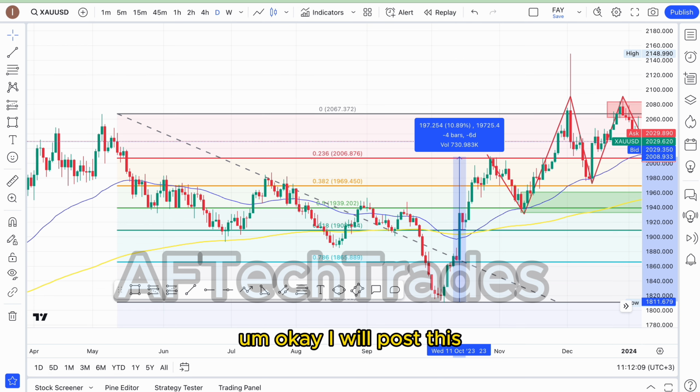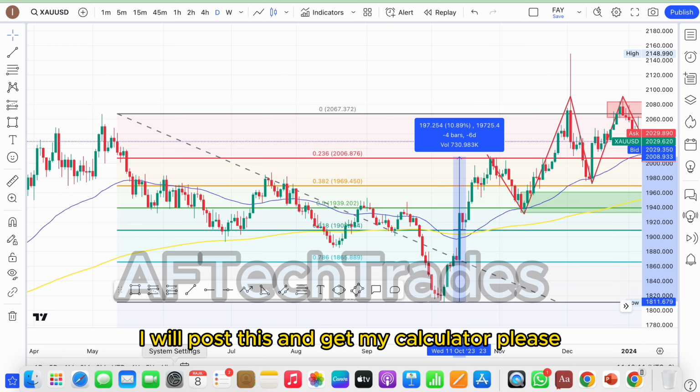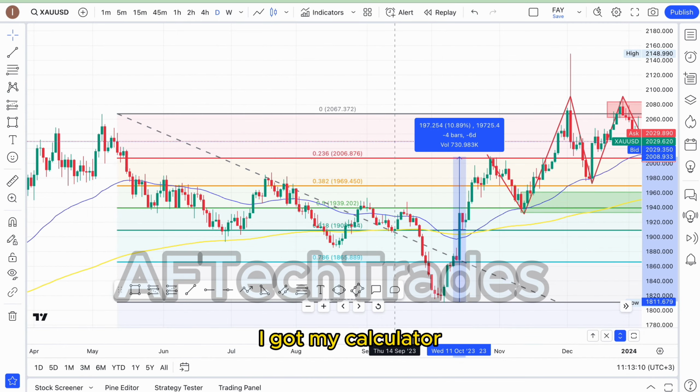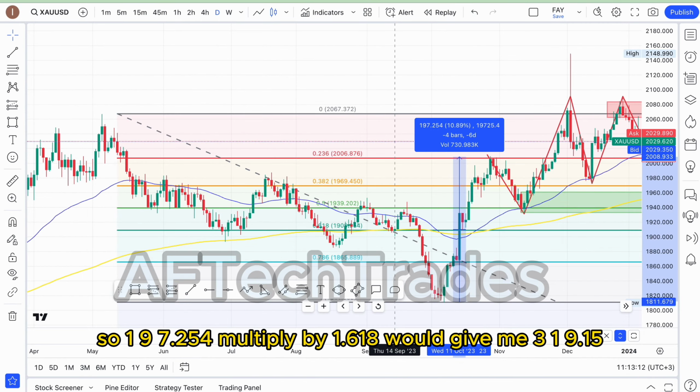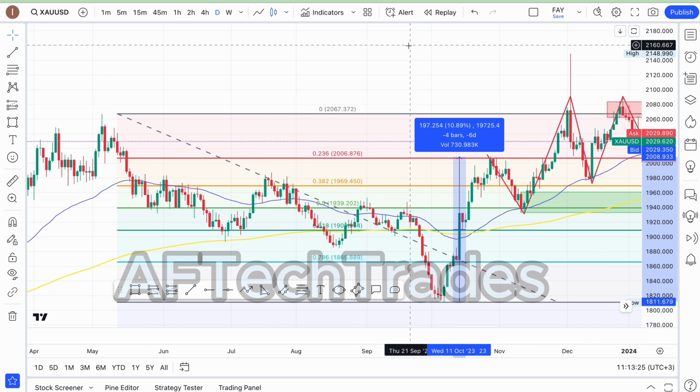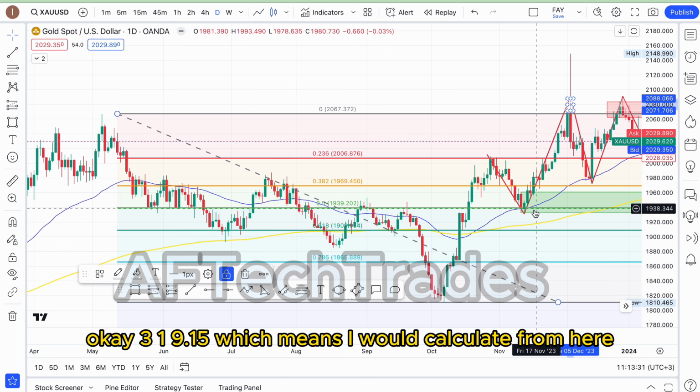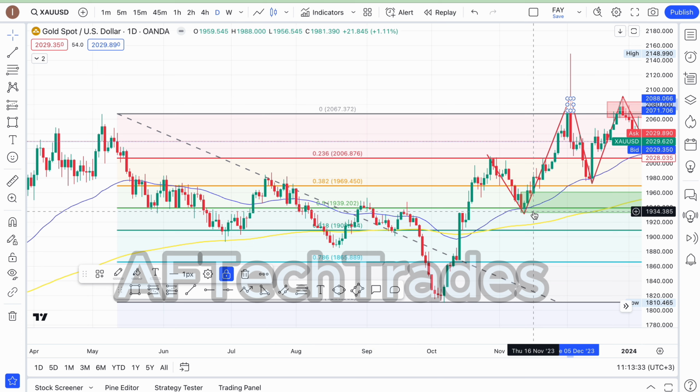Okay, I will pause this and get my calculator, please. One second. Yes, I got my calculator. So 197.254 multiplied by 1.618 would give me 319.15. Okay, 319.15, which means I would calculate from this place.